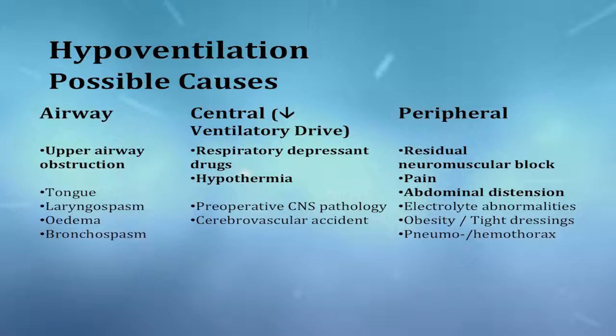Then we need to make sure that the central causes are also assessed well, such as any drugs that might lead to respiratory depression or hypothermia, or preoperative central nervous system pathology or cerebrovascular accident. Also, peripheral causes might lead to hypoventilation, such as residual neuromuscular blockade, pain, abdominal distension, electrolyte abnormalities, obesity, or tight dressing, or anemia or hemothorax.